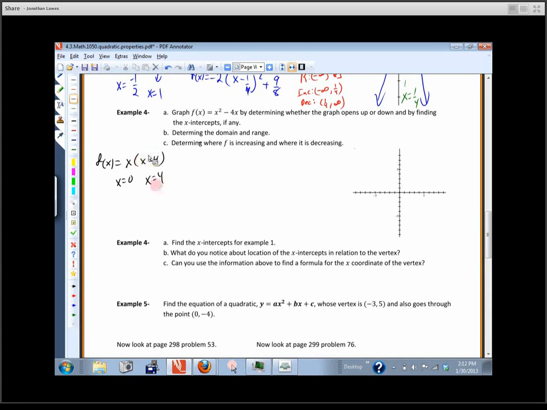We have it in factored form. Now, I really want you to pay attention to this because this builds on some stuff that was mentioned but not stressed a great deal in 1010. This is an x-intercept right here, 0, 0. That's another x-intercept, 4, 0. This parabola opens up. This parabola opens up.